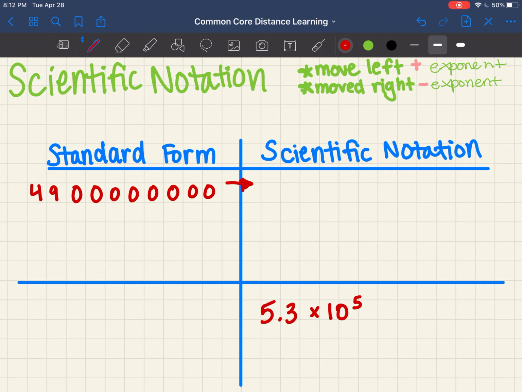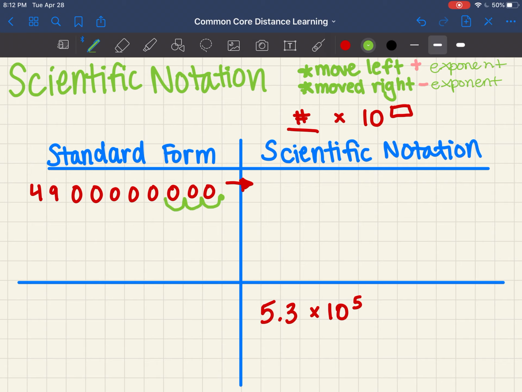So remember, we need a number times 10 to the power of something right here. This number has to be between 1 and 10. So I'm going to take my handy dandy decimal point and make my bubbles. This might be easy for you to write out on a piece of paper so you could do your bubbles.